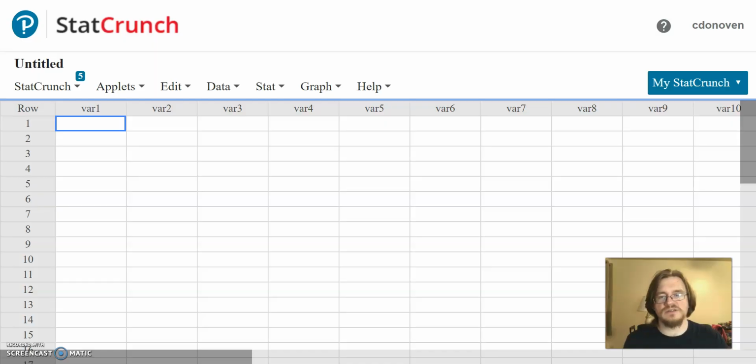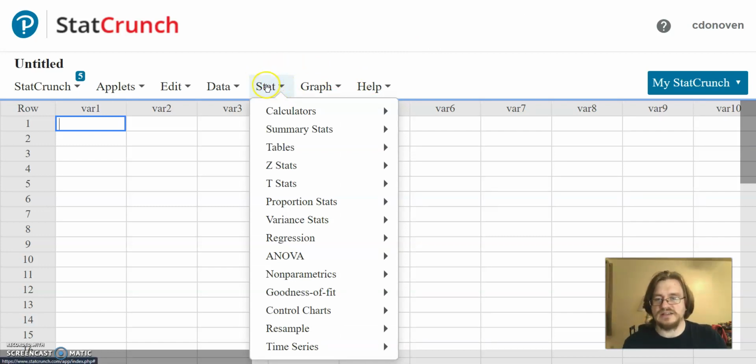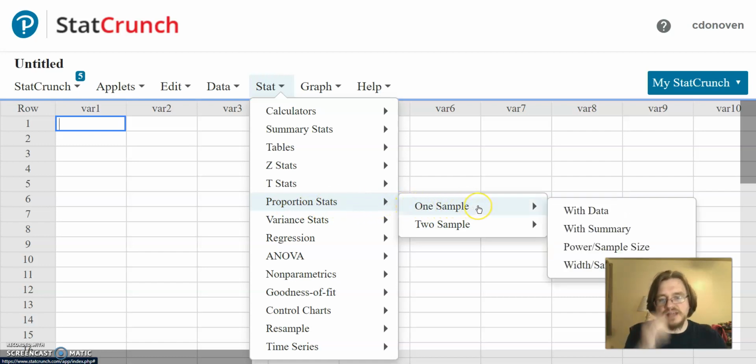So if we come to StatCrunch, there is a calculator for this. We come to statistics, and we are testing the proportion of heads. So we come down to proportion statistics, and we have one sample. We flipped a coin 100 times, and that is our one sample. And there are 4 options here: with data, with summary, power sample size, and with sample size. What we want is with summary, because we know the results of our sample.